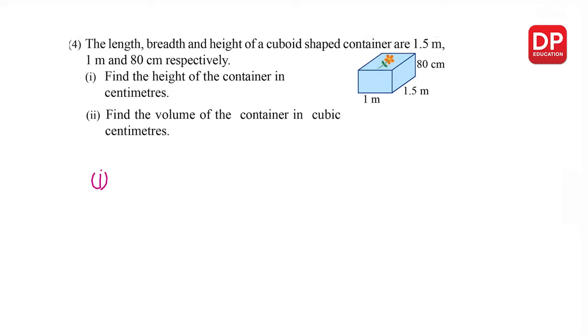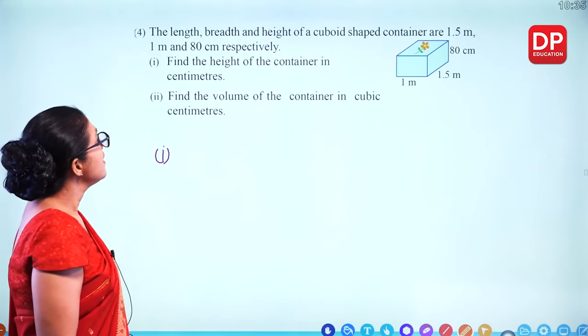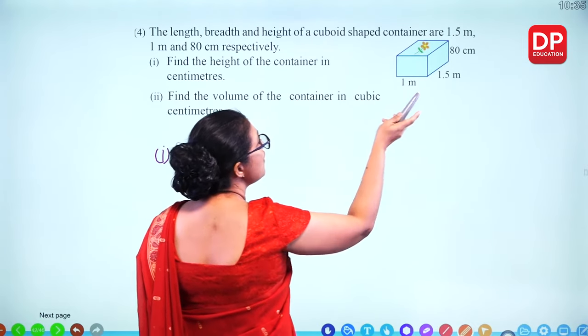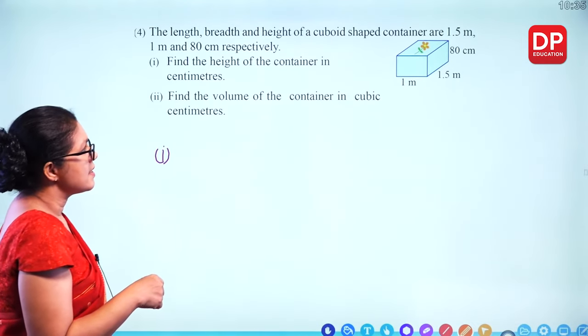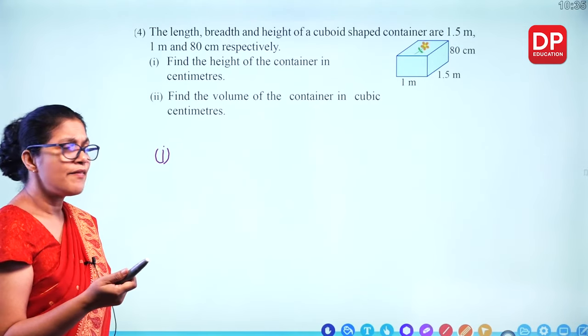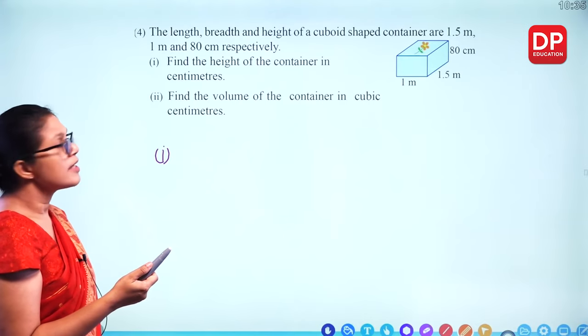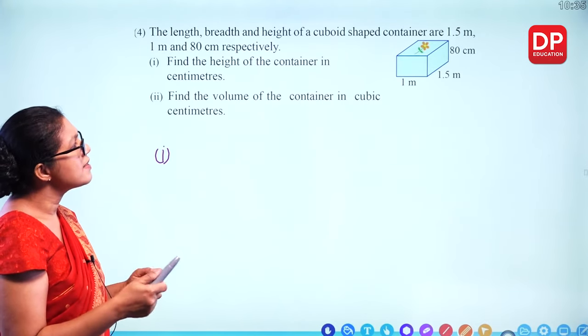Question number 4. The length, breadth and height of a cuboid shaped container are 1.5, 1 meter, 80 centimeters respectively. Find the height of the container in centimeters. Here there's an error. It should be the other way around. Find the length and width in centimeters because height is already given in centimeters. Find the volume of the container in cubic centimeters because the units are different.